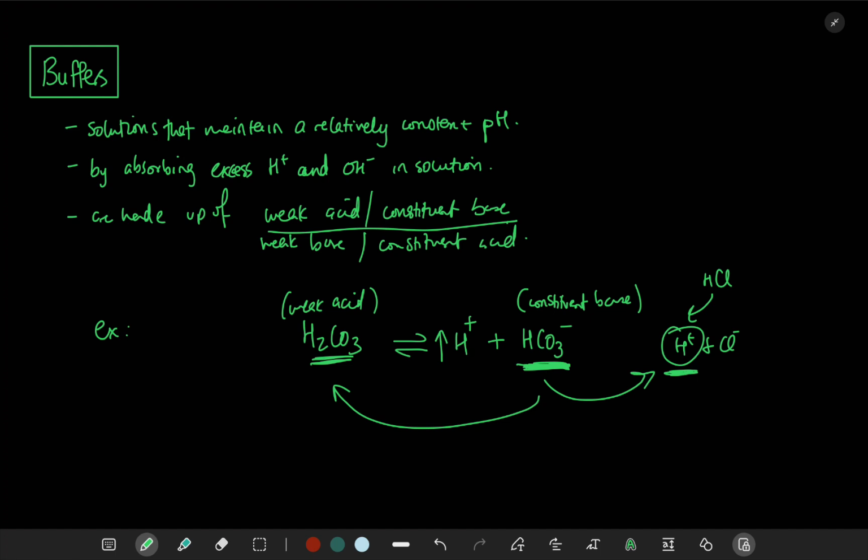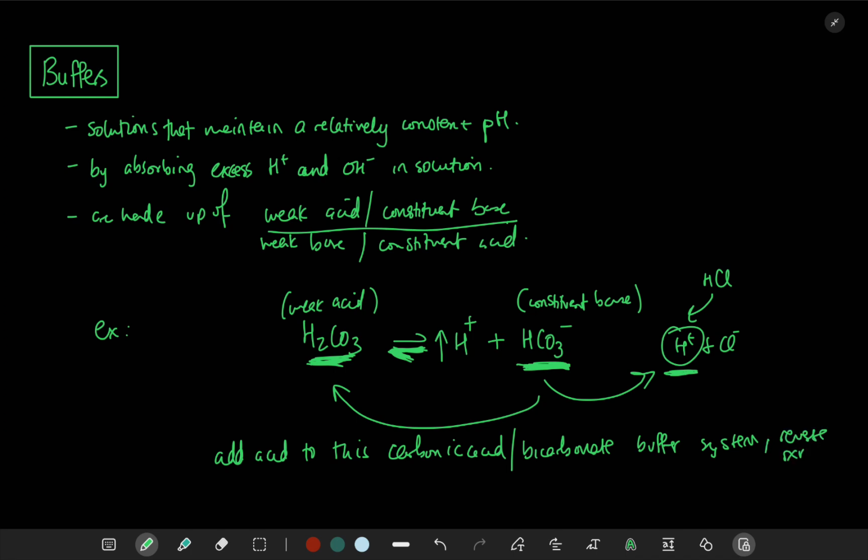Okay, so what ultimately will happen is when you add acid to this solution, to this carbonic acid/bicarbonate buffer system, the reverse reaction is going to be favored, right? Because bicarbonate will combine with the added hydrogen ions, forming carbonic acid, so the reaction is going to go in reverse. So here, the reverse reaction will occur.